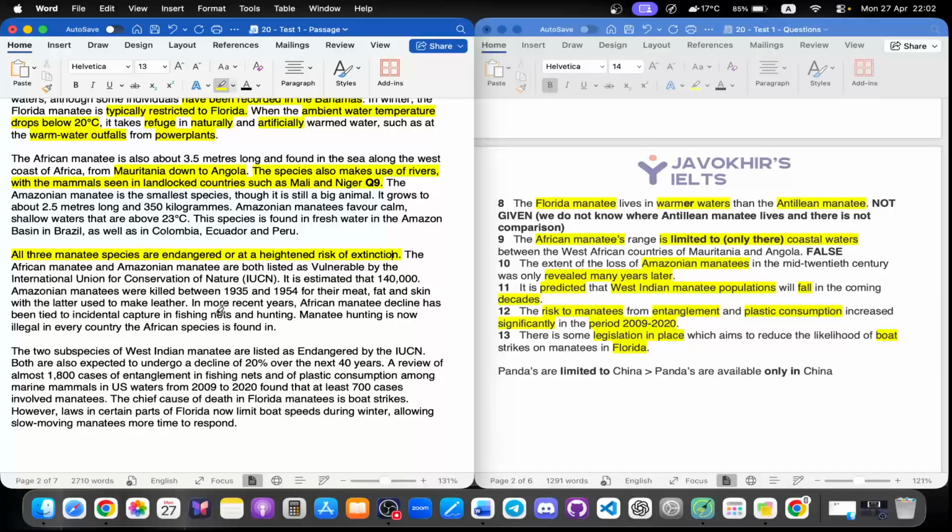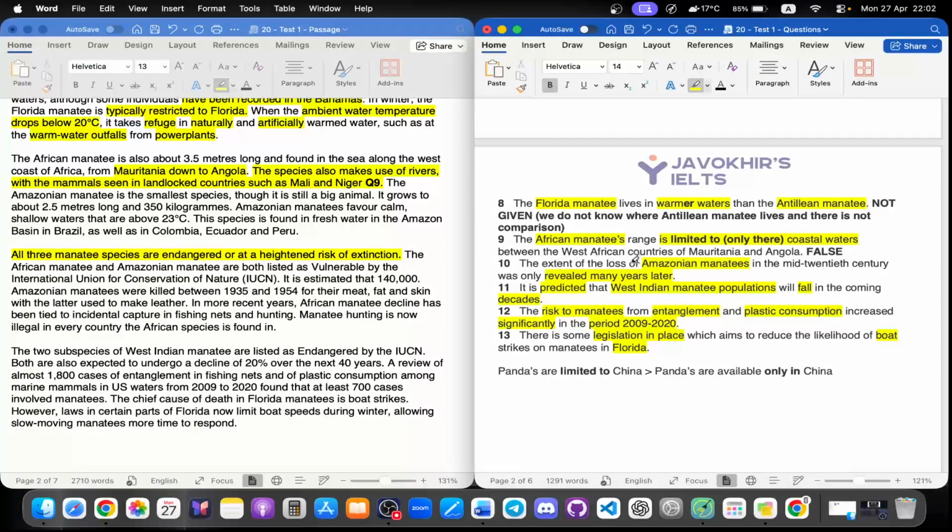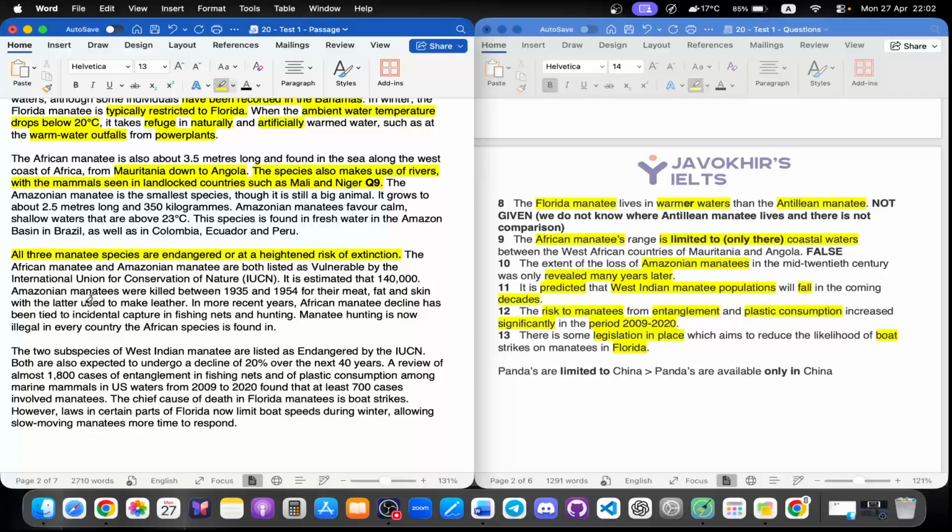So here, the question is the extent of loss of Amazonian manatees. Amazonian manatees were killed between 1935 and 1954 for their meat, fat and skin, the latter used to make leather. In more recent years, African manatee decline has been tied to incidental capture in fishing nets and hunting. Manatee hunting is now illegal in every country the African species is found in.